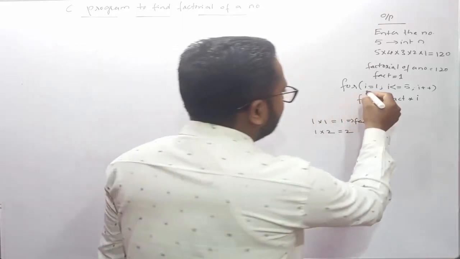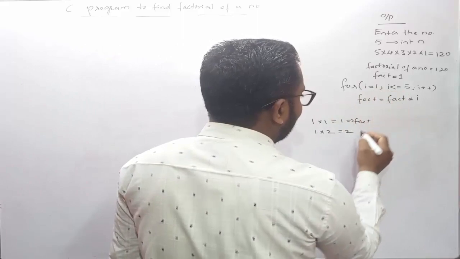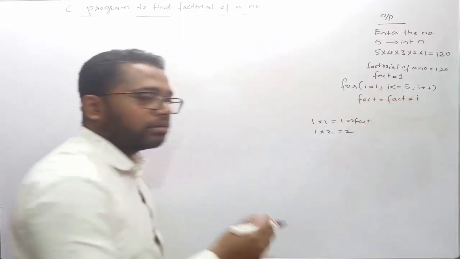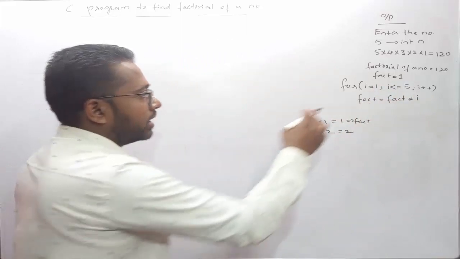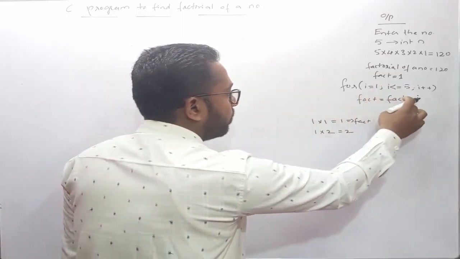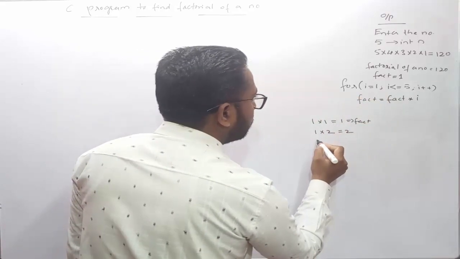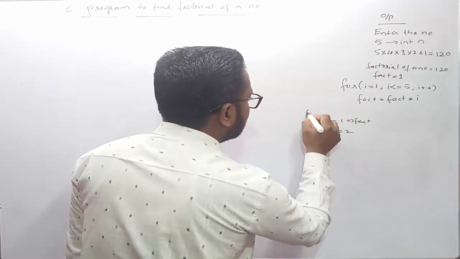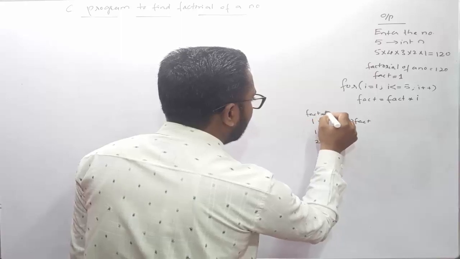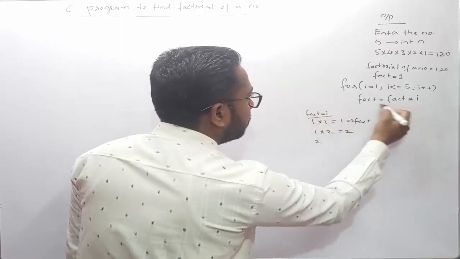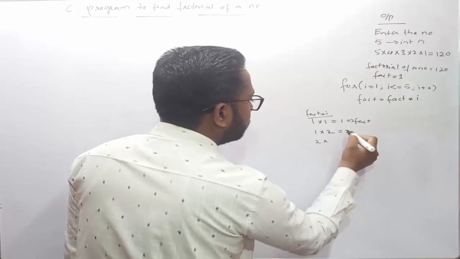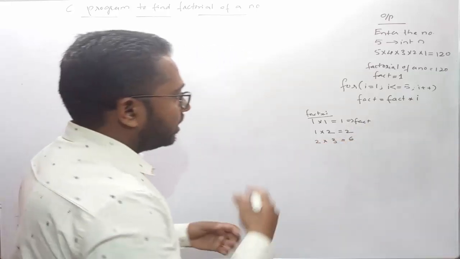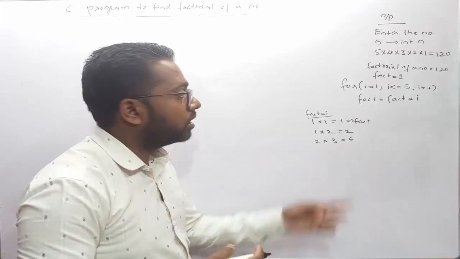Then again the value of i gets incremented by 1 and i value becomes 3, and that 3 is also less than 5, condition satisfied. Then control will come inside this for loop to perform this expression. So fact is now 2. Let me just write down fact into i. Fact value is now 2, 2 into i value which is 3. I will get 6.